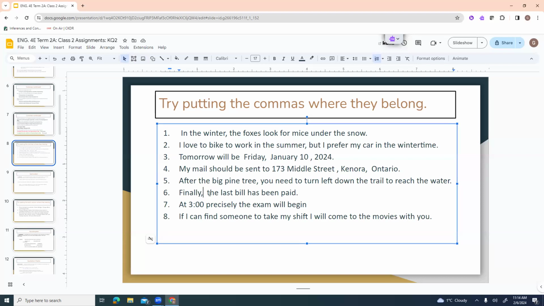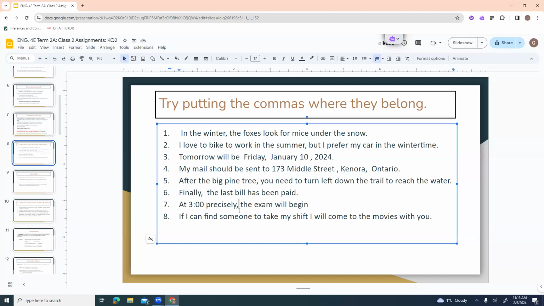At 3 o'clock precisely, the exam will begin. So this one's a little more tricky. Where would a comma go in there? Well, again, adverbs can talk about time: at 3 o'clock precisely. That's telling you your time frame. And then it goes into what's happening: the exam will begin. Now, I could write the exam will begin at 3 o'clock precisely. That's fine. This kind of format, though, is really emphasizing the 3 o'clock part so that the person notices it because they've put it first. So the time is really important.